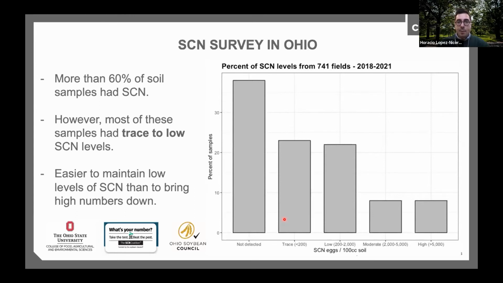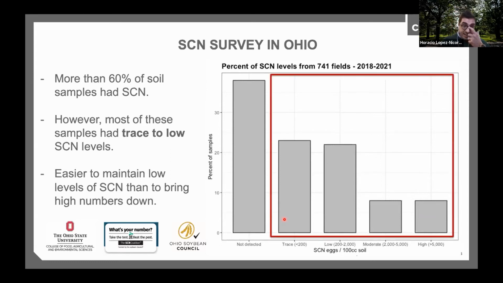So if any sample had any soybean cyst nematode at all, we will classify that as positive, but then we want to actually know the number of soybean cyst nematode. We need to know the numbers because those levels will help us decide on a management strategy. So more than 60% of the samples that we received, almost 750 samples processed so far, had soybean cyst nematode.